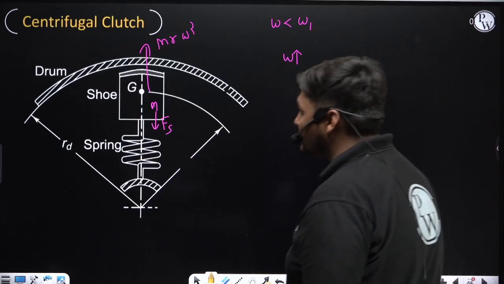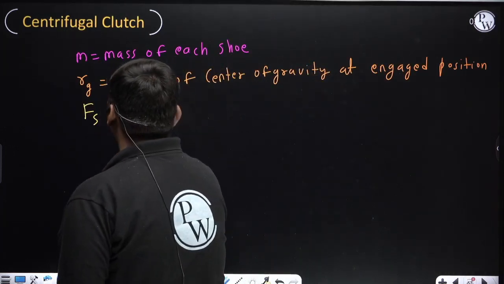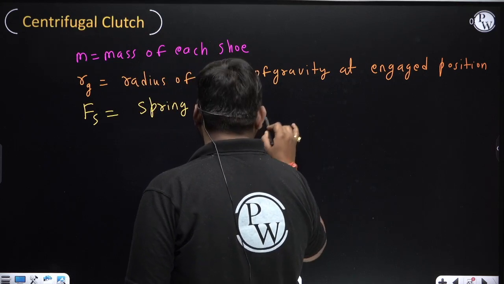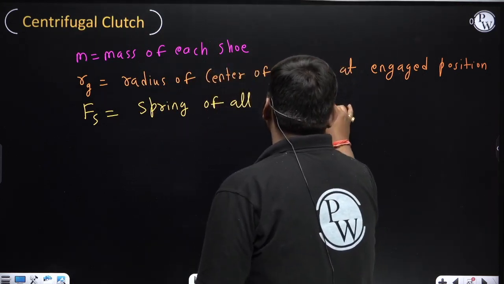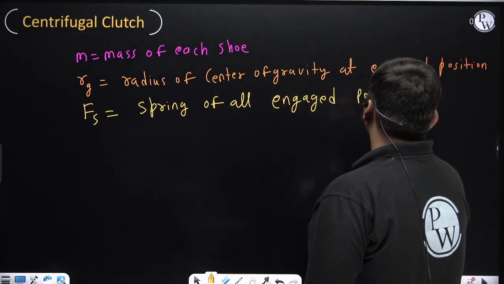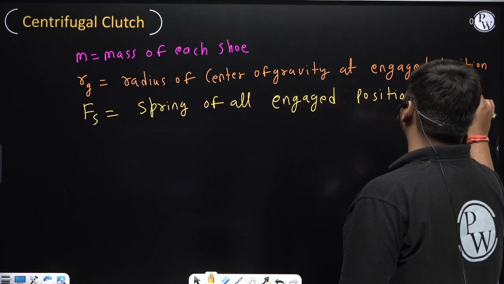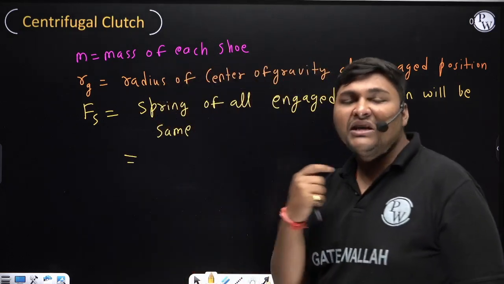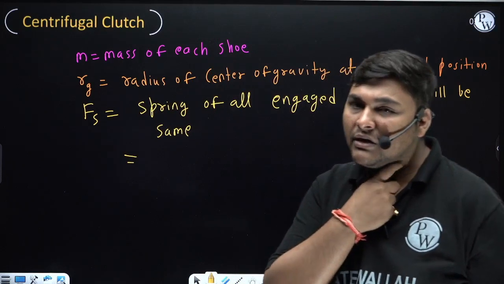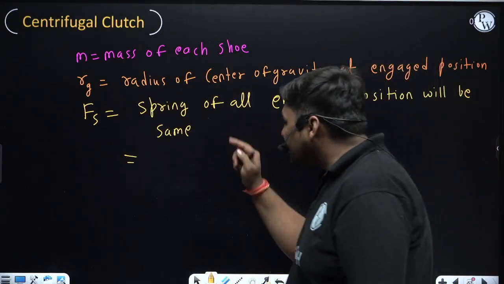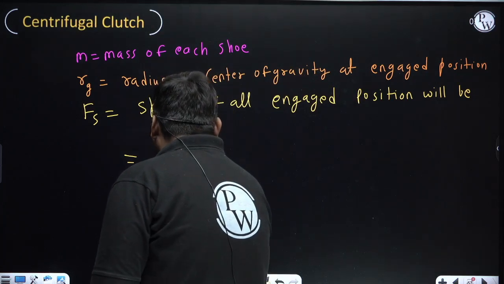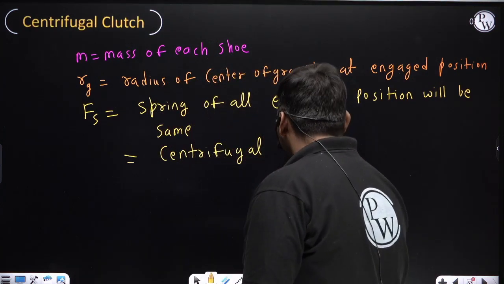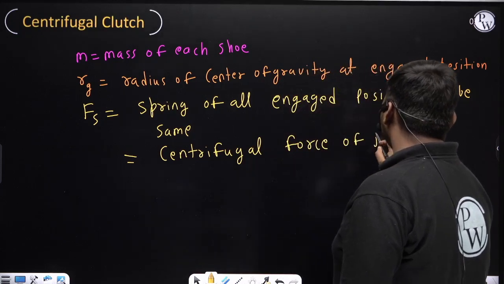So here one important conclusion is coming. The spring force, that is FS, of all engaged positions, I am not talking about the disengaged position, of all engaged positions will be same. It is one most important line. And that will be equal to the spring force whether it is just engaged position or engaged position; the spring force will remain same, whether you denote it as FS or FS1. And that will be equal to the centrifugal force of the just engaged position.